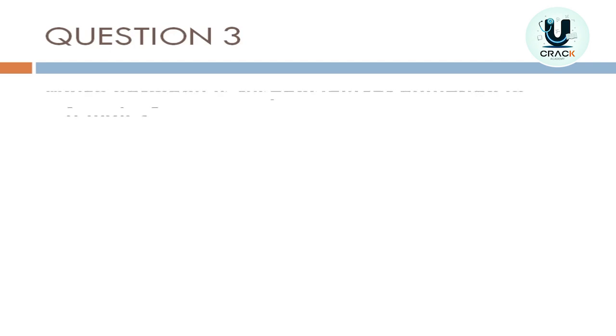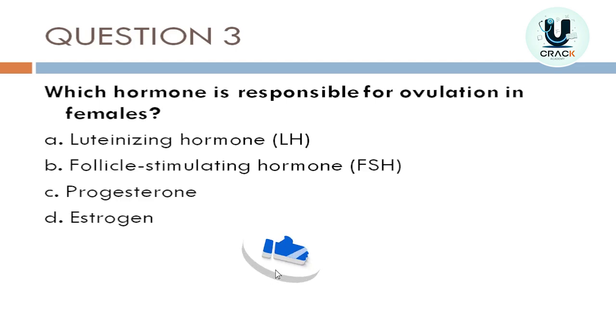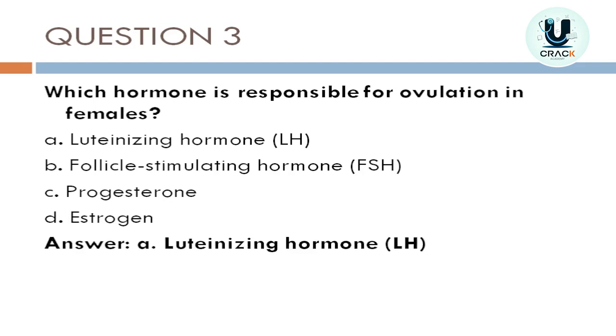Question number 3. Which hormone is responsible for ovulation in females? A. Luteinizing hormone, B. Follicle stimulating hormone, C. Progesterone, D. Estrogen. Answer: luteinizing hormone.